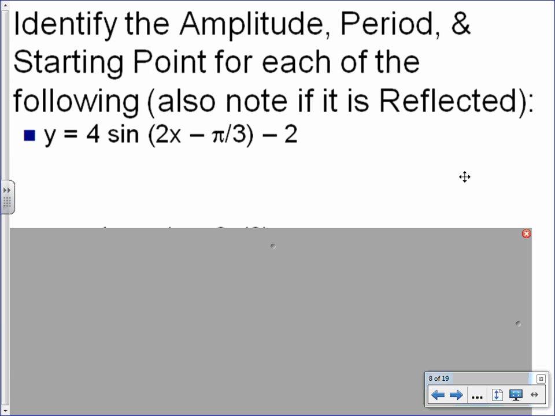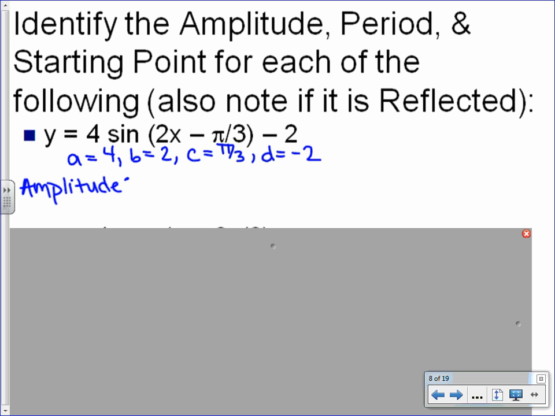So let's just identify all of our values. a is, what's a? 4. b is 2. c is pi over 3. Notice how it's a positive pi over 3. And d is negative 2. So what is our amplitude? It is 4.